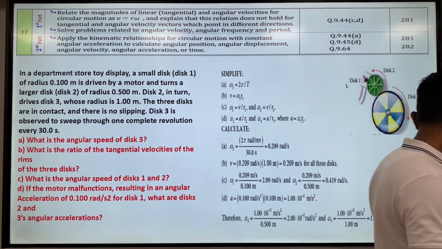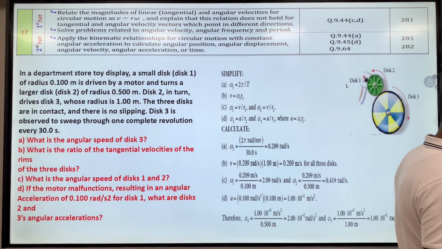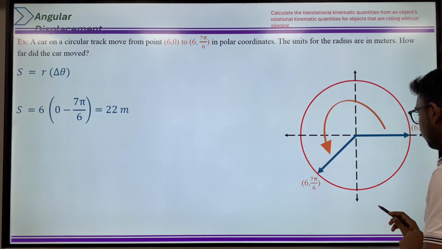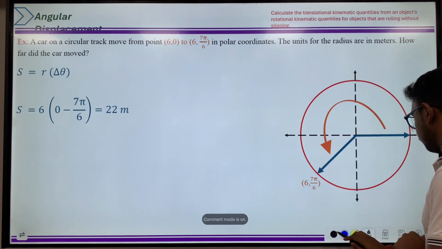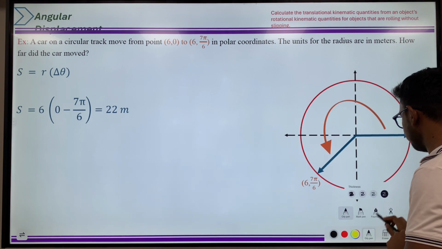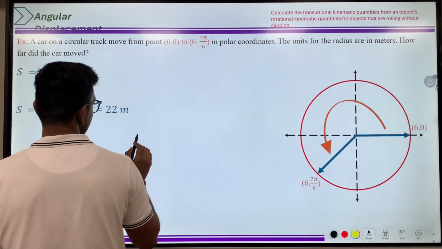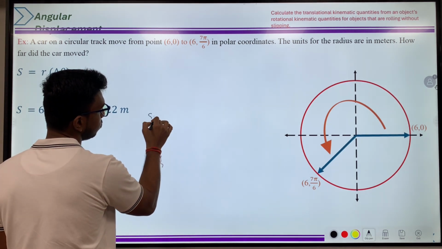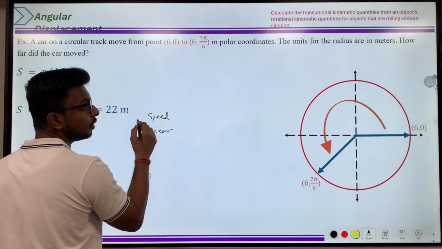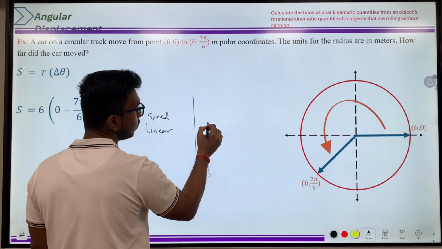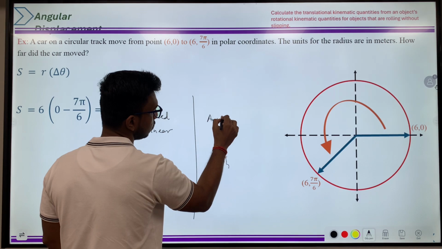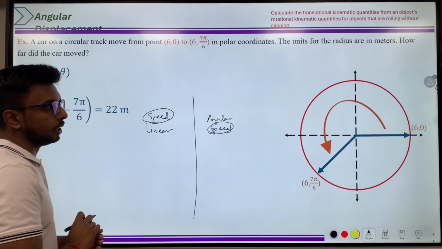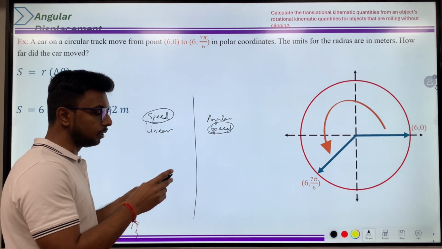Question 17. Before getting to question number 17, I'll just clear up some concepts a little bit. When we talk about linear speed, or rectilinear motion, and when we take angular speed or angular terms, there is a correlation. Try to understand what the correlation is.